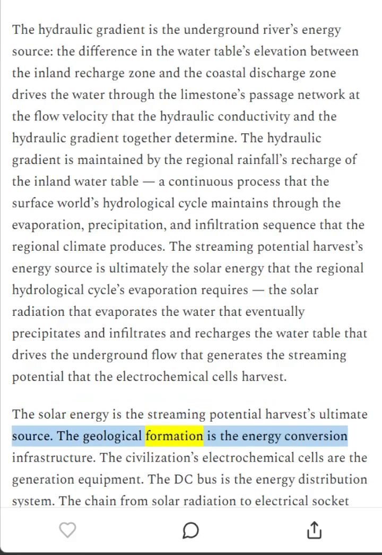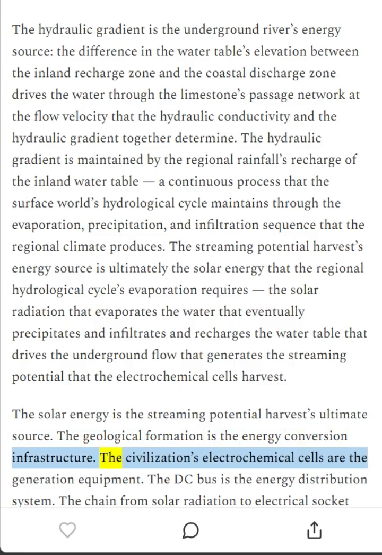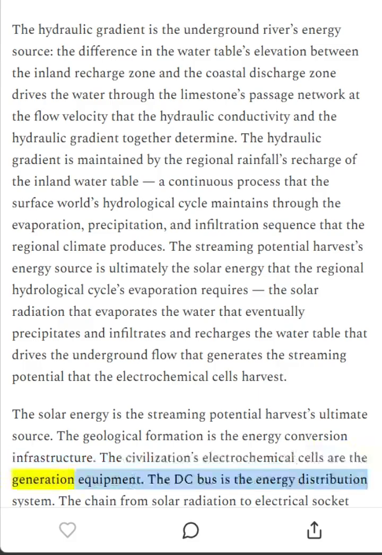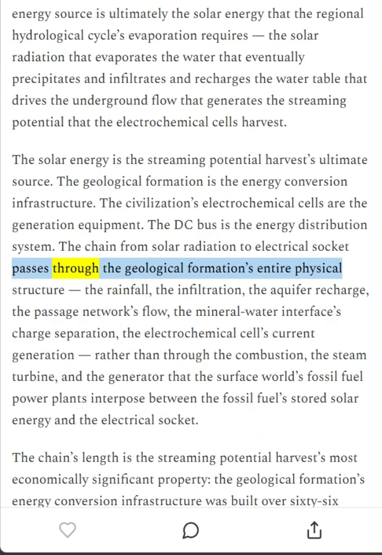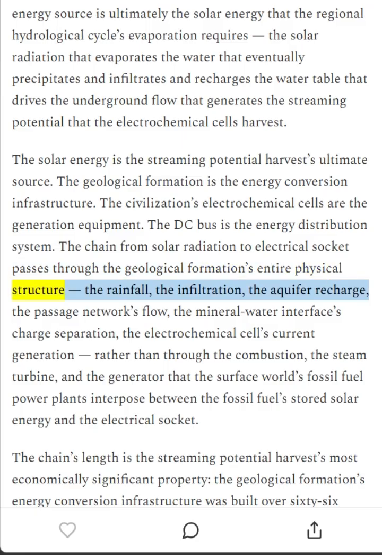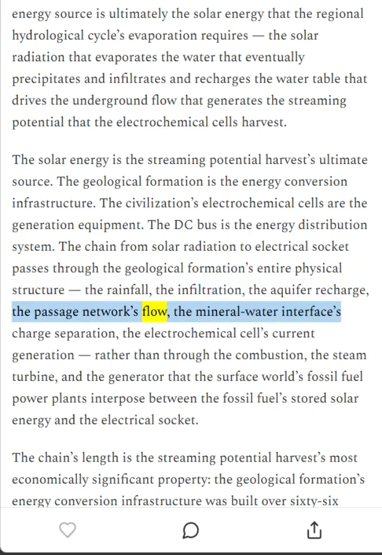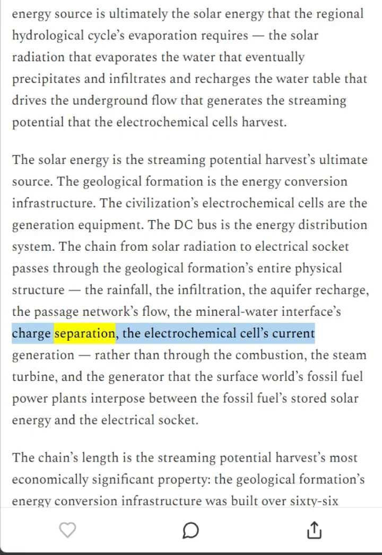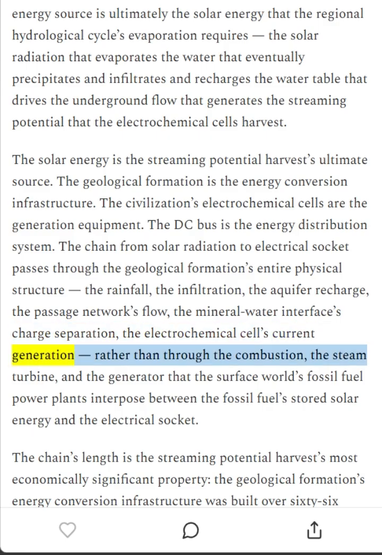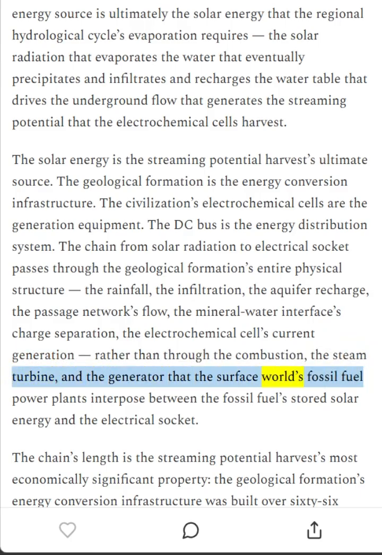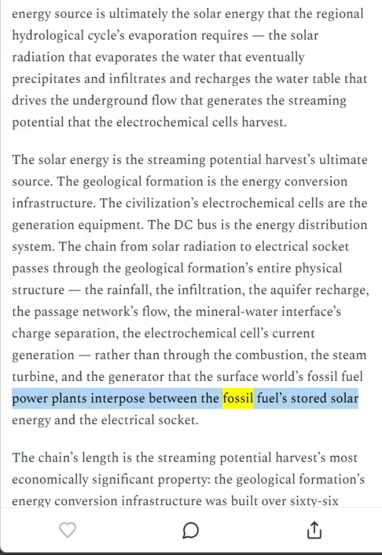The geological formation is the energy conversion infrastructure. The civilization's electrochemical cells are the generation equipment. The DC bus is the energy distribution system. The chain from solar radiation to electrical socket passes through the geological formation's entire physical structure. The rainfall, the infiltration, the aquifer recharge, the passage network's flow, the mineral water interface's charge separation, the electrochemical cell's current generation, rather than through the combustion, the steam turbine, and the generator that the surface world's fossil fuel power plants interpose between the fossil fuel's stored solar energy and the electrical socket.